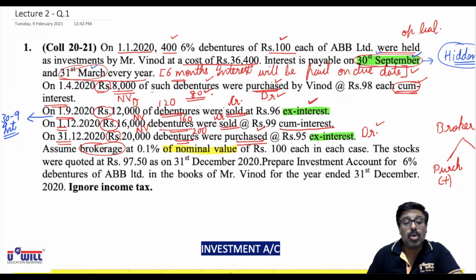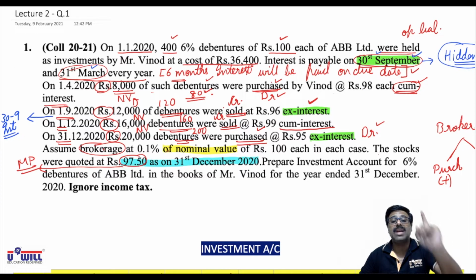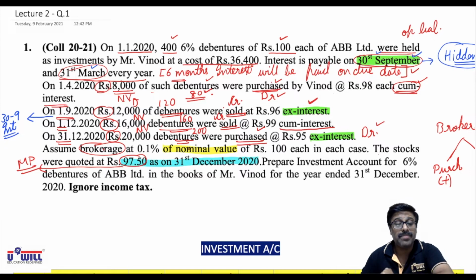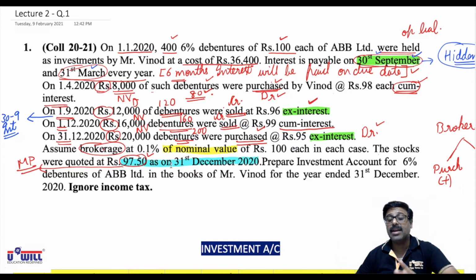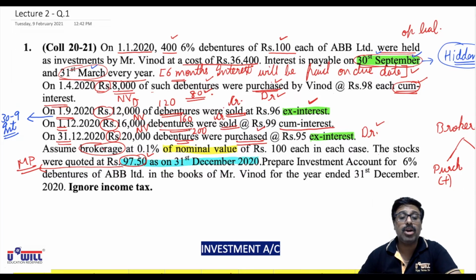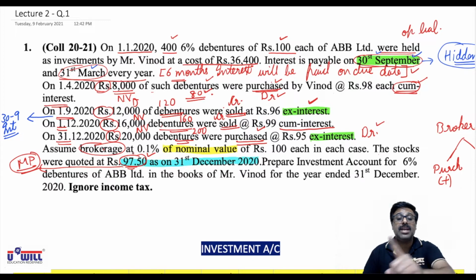The stocks were quoted at rupees 97.5 as on 31st December 2020. So what is this 97.5? It is the closing date's market price, and we have to record always the investments at cost price or market price, whichever is less. So we will be comparing the cost price with this 97.5 rupees. If cost price is less, well and good, and I told you if market price is less, further the loss will be recorded on credit side. So this is the market price, and it will help us in making that comparison, cost price or market price, whichever is less.